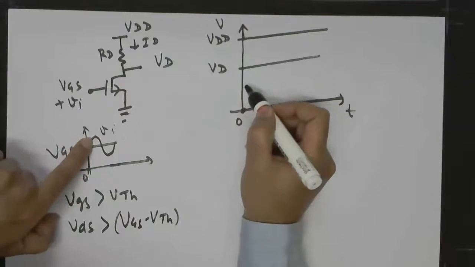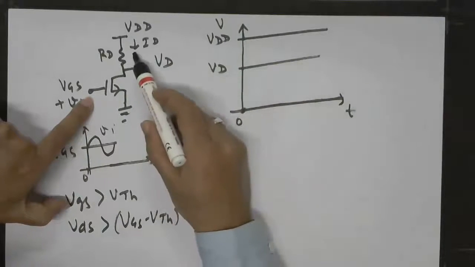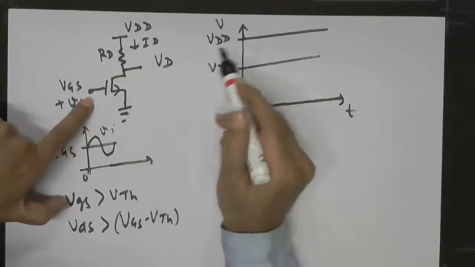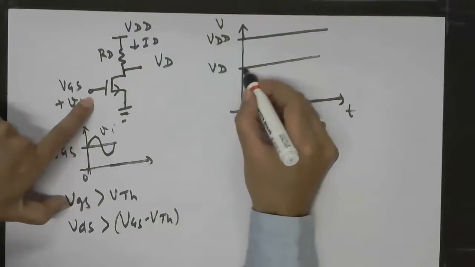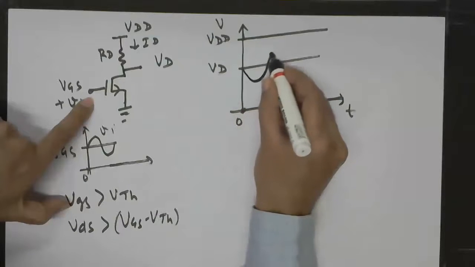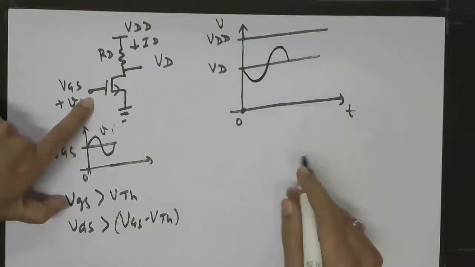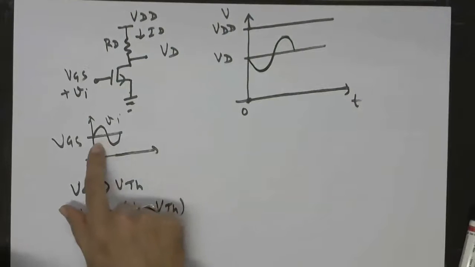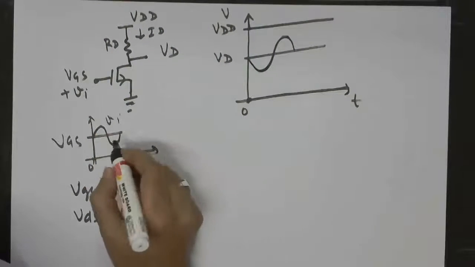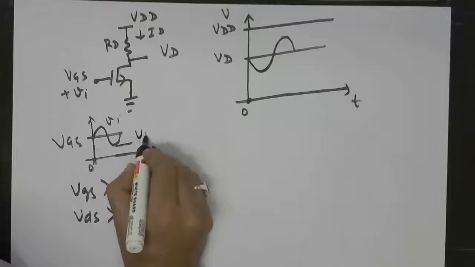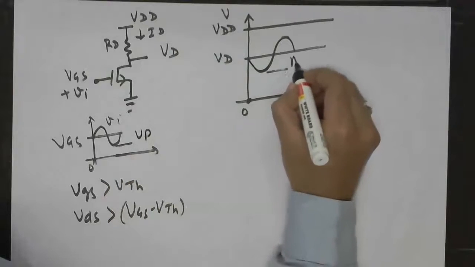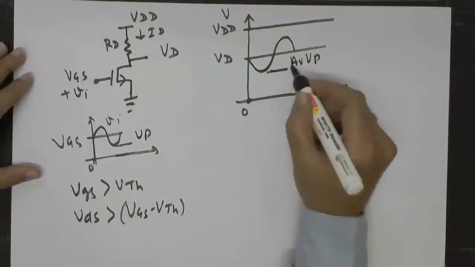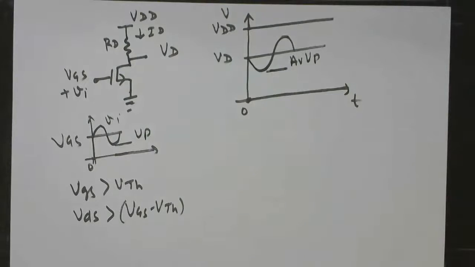So when this input is applied at the gate, there will be a time varying voltage resulting from the time varying current flowing through this RD, and the net drain voltage will have this kind of behavior, right? So here you see that this is the meaning of amplification. If you have a certain amplitude here, say Vp, what you are going to get here is AV into Vp, a larger swing or amplitude at the drain.